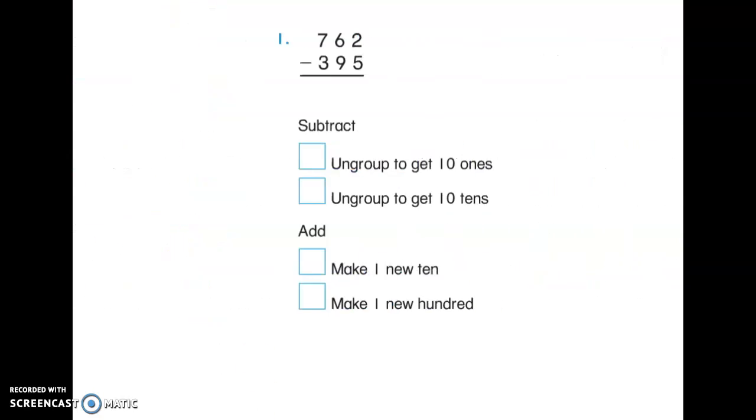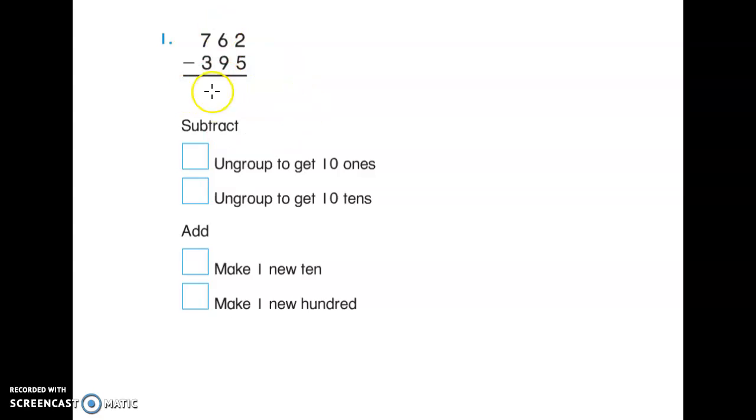Moving over to the next one. Now remember, our first step is not to begin, it's to circle if I'm subtracting or adding. I look at my sign, I am subtracting, so I'm going to circle subtract. Then I can continue. 2 minus 5. I can't take 5 away from 2, so I'm going to have to borrow. My 6 becomes a 5. My 2 becomes a 12. Now I can subtract. 12 minus 5 equals 7.